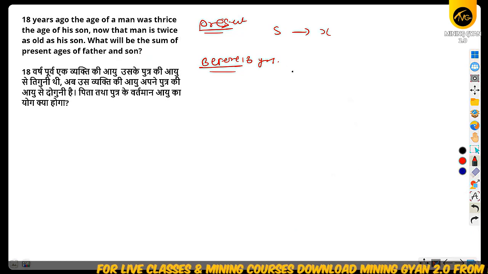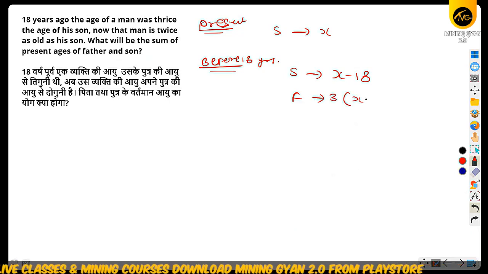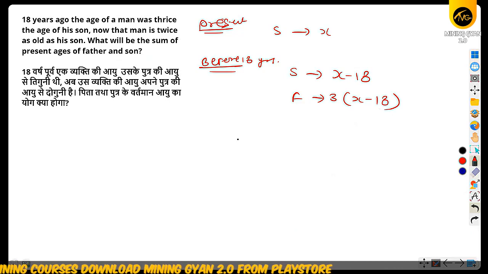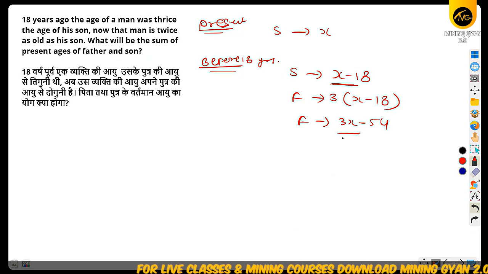So before 18 years, the age of son will be x minus 18, right? So what will be the age of father? Father's age will be thrice his son's age, that is 3 times (x minus 18). Is it clear? Now, father's age will be 3x minus 54. So the son's age 18 years ago is x minus 18, and father's age 18 years ago will be 3x minus 54.